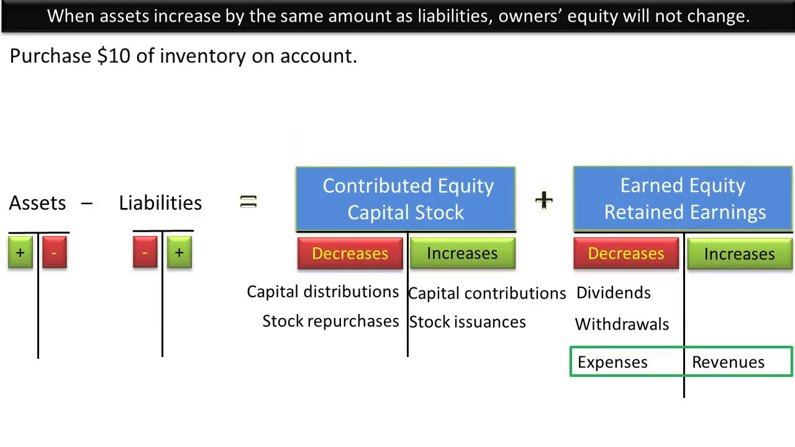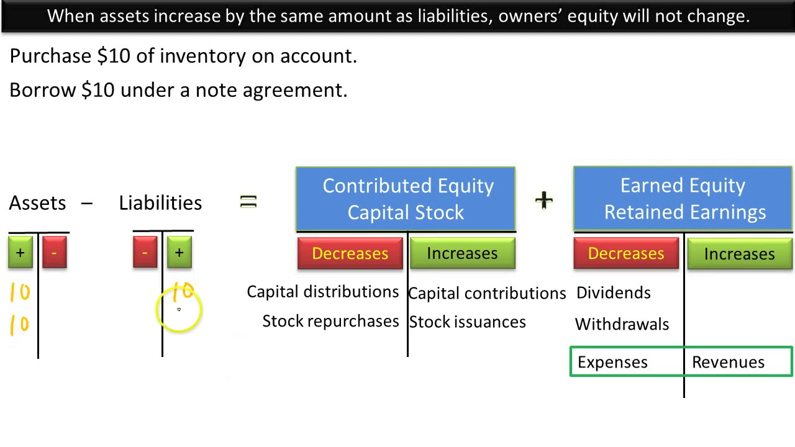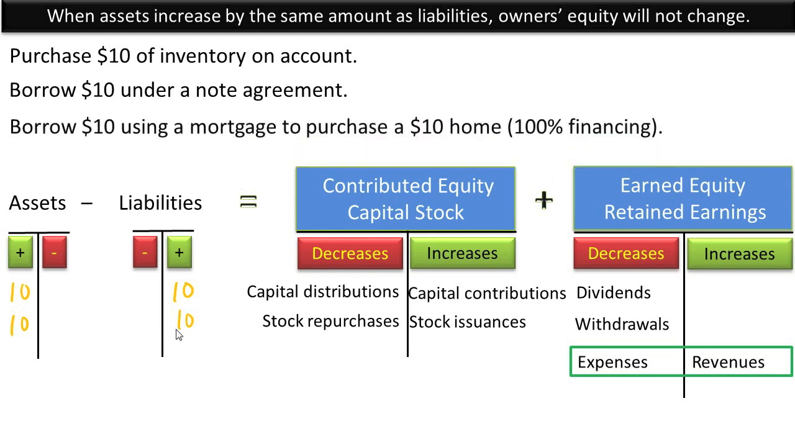Purchase $10 of inventory on account. We already saw this. Our assets went up by 10, liabilities went up by 10. No change in equity. If we borrowed $10 under a note agreement, our assets would go up by 10, and it's a note, that's a liability, no change in equity. If we borrowed $10 using a mortgage to purchase a home, we'd have an asset called home go up and a mortgage payable go up. As you can see, equity never changed, and so there's 0 on this side and 0 on the other side.